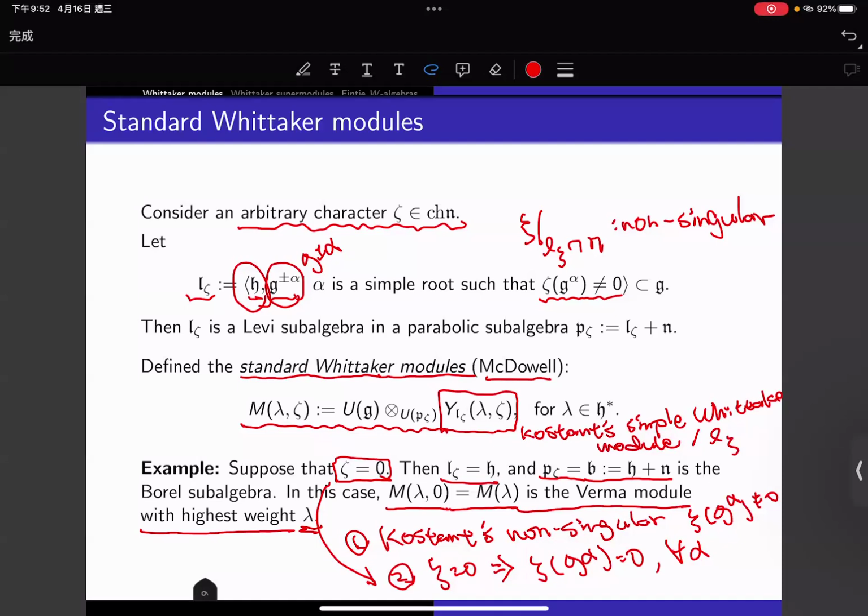Quasi now is an arbitrary character. We choose an arbitrary character, and we choose simple roots such that Quasi does not vanish on them.